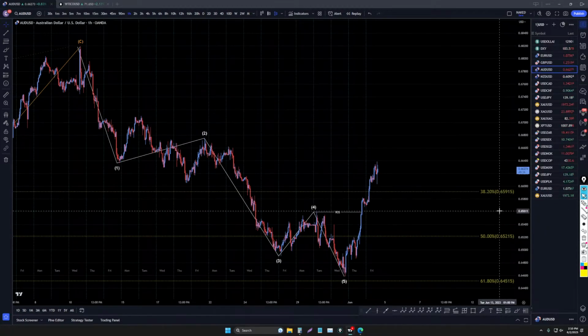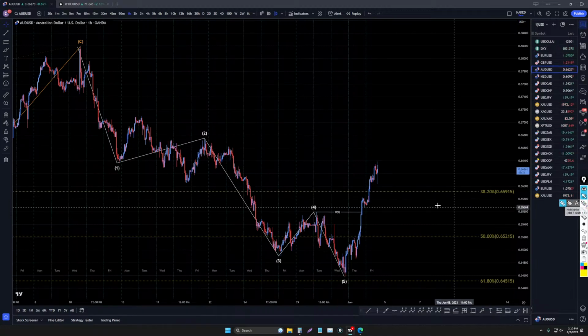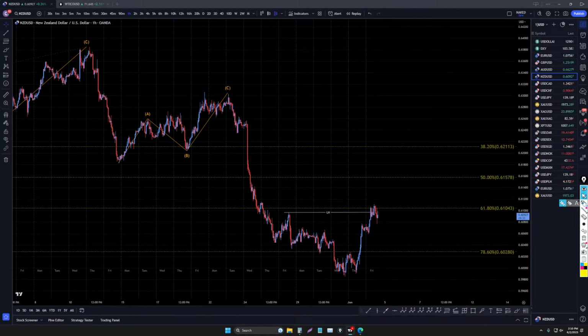Very, very underwhelming news. Aussie has pretty much done nothing since the news. Kiwi hasn't really done anything since the news either. It still seems like it should go up a little, but maybe very, very underwhelming.